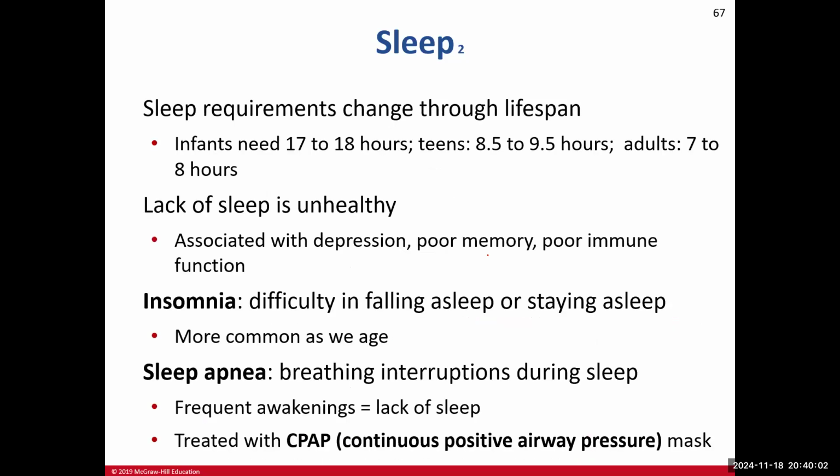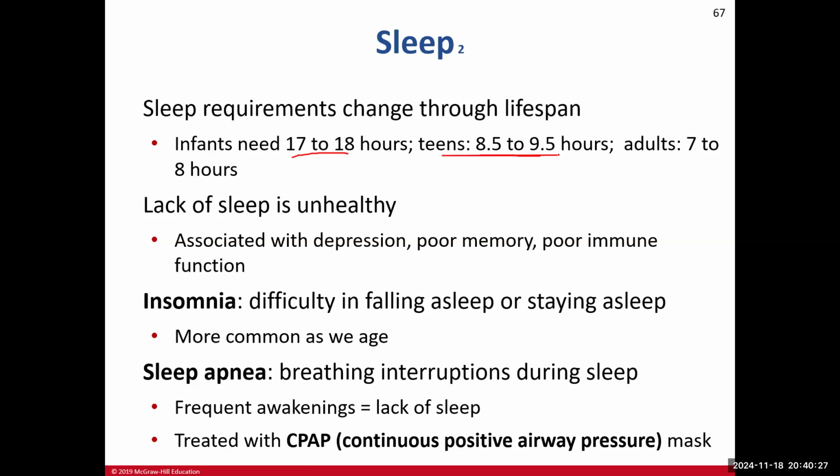So babies, infants usually sleep 17 to 18 hours. Teens, I always feel like this is too short, but all right, anywhere between 8.5 to 9.5. In adults, 7 to 8 hours. I was told that an Olympic athlete sleeps about 8 hours. That's an Olympic athlete. I'm not even close to that. So I'm happy if I'm getting 6 or 7.